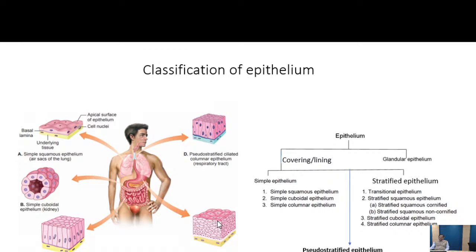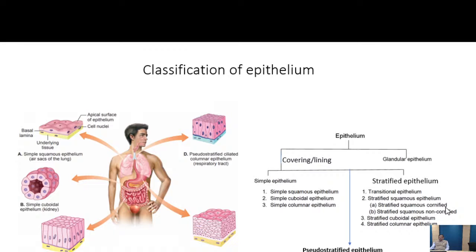So stratified squamous epithelium can be stratified squamous cornified or keratinized. You know, the skin is the best example of that. And stratified squamous non-cornified. The best examples will be the mouth and the esophagus. And the terminal part of the anal canal also has stratified squamous non-cornified epithelium.